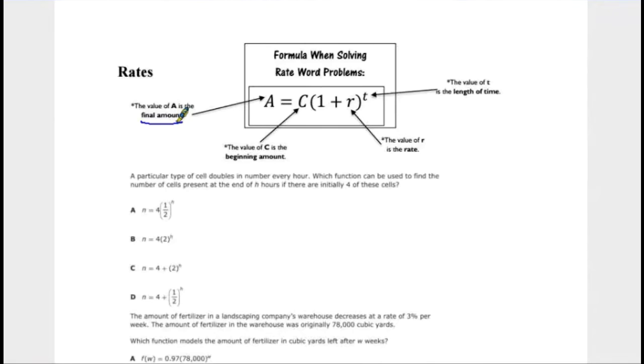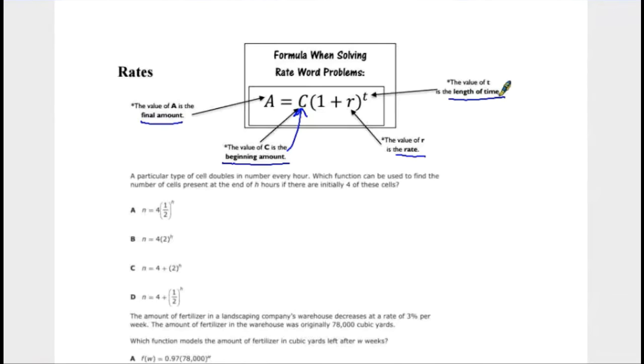Okay, that's what A is. C is going to represent the beginning amount, or really whatever is in front of the parentheses. And R is going to be the rate that they'll give you in the problem, and T is going to represent the length of time.